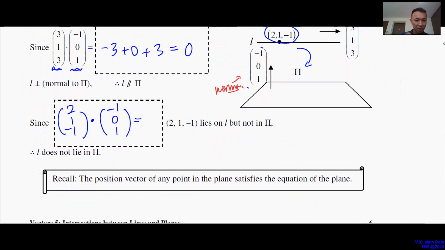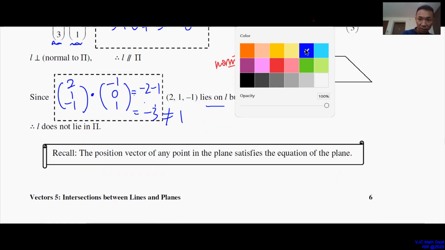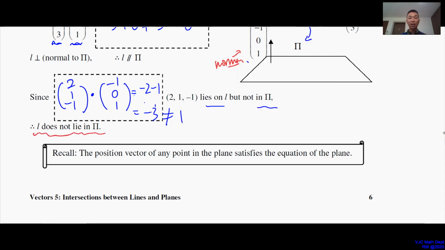So we check. This is minus 2 minus 1, which is minus 3, which is not equal to 1. That means this point doesn't satisfy the equation of the plane. That means this point does not lie on the plane. So it lies on L but does not lie on the plane. So I think it's obvious now, the conclusion is important: the line does not lie in pi 1.